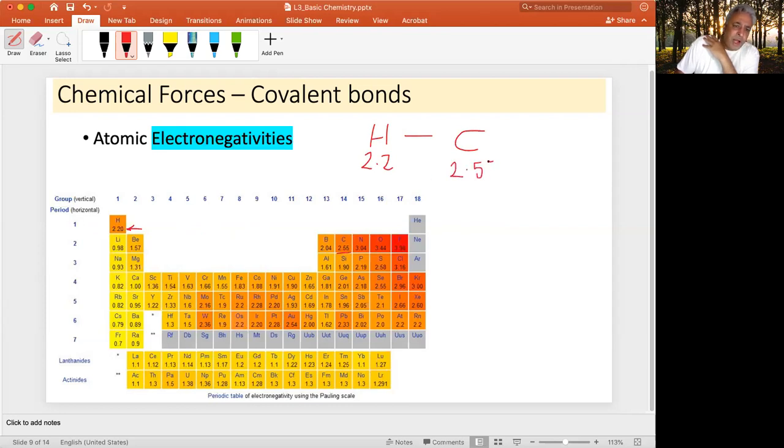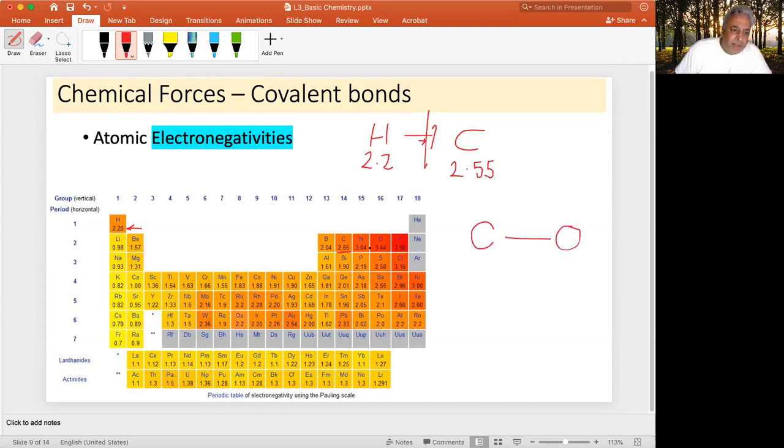So even though carbon will pull electrons slightly this way, and they won't be dead in the middle, they'll be slightly over here, it's near enough. So carbon and hydrogen will form a non-polar covalent bond, right? Non-polar, because it's evenly distributed. But let's go with carbon and oxygen. So let's take a carbon now and bond it to an oxygen, right? So carbon is 2.55. And oxygen is 3.04. So oxygen has more pulling power.